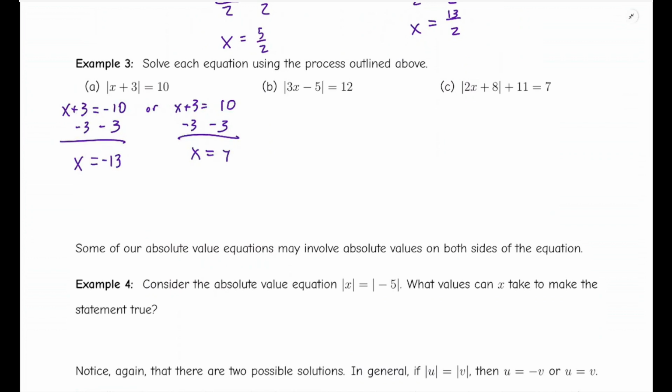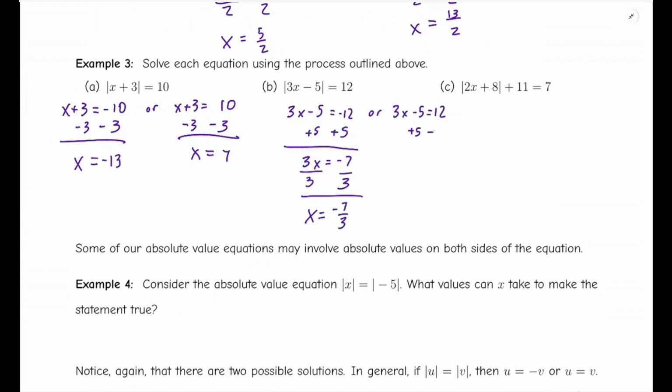Part B also has the absolute value isolated already. So I'm going to split it up into 3x minus 5 equal to -12, or 3x minus 5 is equal to +12. Add 5 to both sides, we get 3x is equal to -7, divide by 3, we get x is equal to -7/3, and repeat the same two steps with the second equation, and we get that x is equal to 17/3, again getting two solutions.